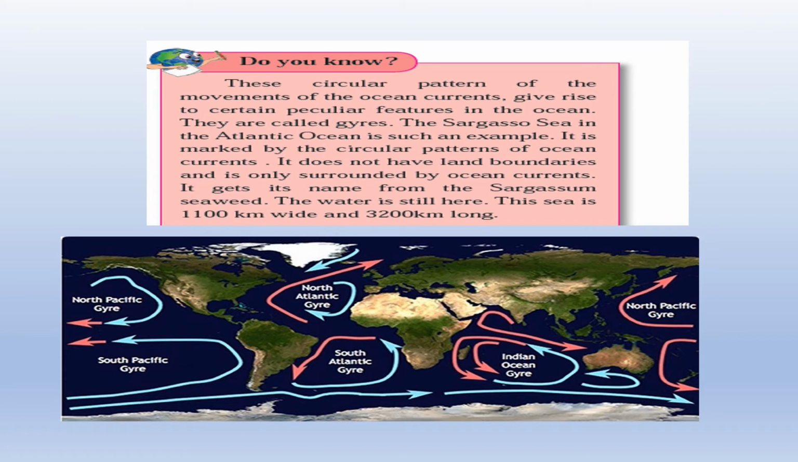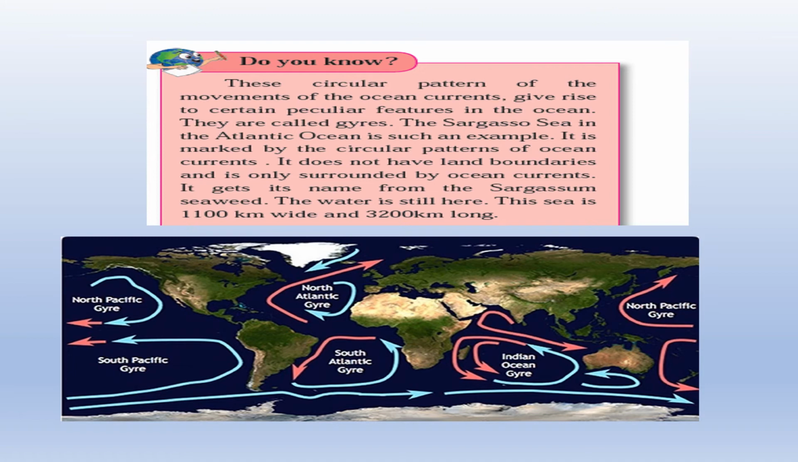Do you know that there is a circulation of water, or the ocean currents give rise to certain peculiar features in the ocean? They are called gyres. The Sargasso Sea in the Atlantic Ocean is such an example.